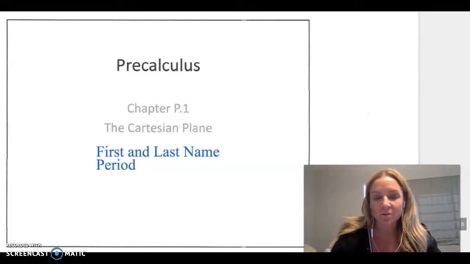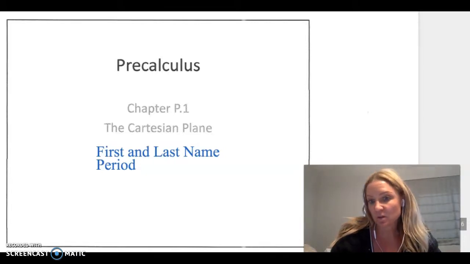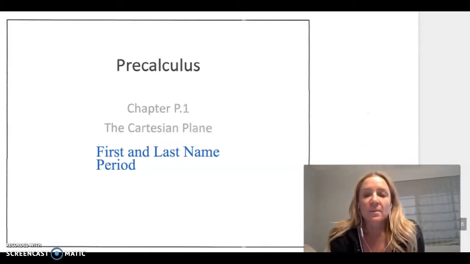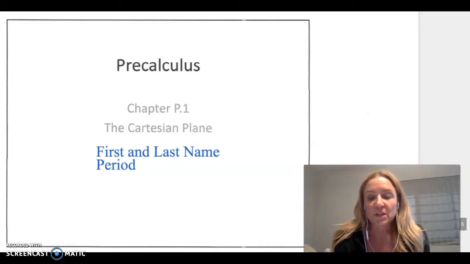Hi, today we're going to go over the notes for Pre-Calculus Chapter P, which stands for Prerequisite 1, which is the first one. The title is the Cartesian Plane, and then you're going to write your first and your last name and what period you're in. The best would be to put it in a spiral notebook or a notebook that you have.